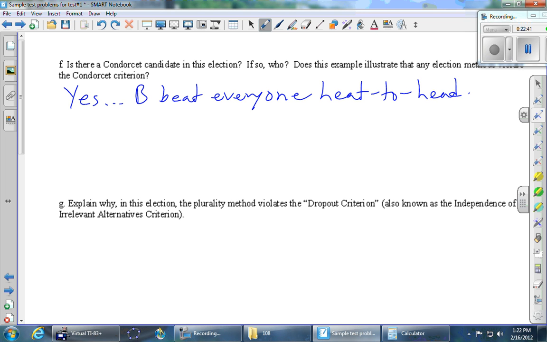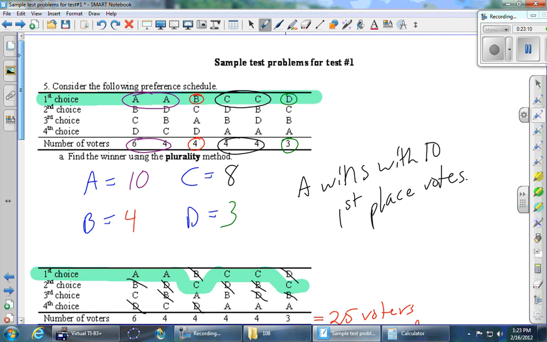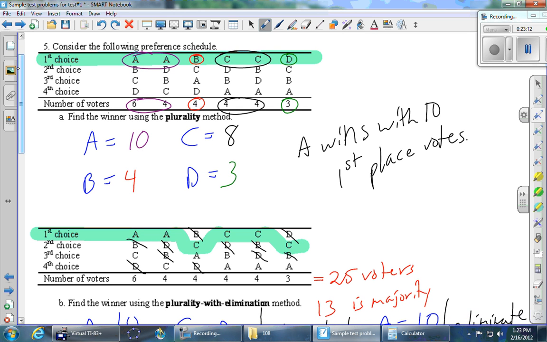Does this example illustrate that any election method violates the Condorcet criterion? Okay, so again, the Condorcet criterion says if somebody beats everyone head-to-head, they should win. So according to that fairness criterion, B should be the winner of this election by beating everyone head-to-head. So if there were some elections where B did not win, then that's an illustration that the Condorcet criterion was violated. So let's just go back to the start. Was B the winner using plurality? No, A was the winner, which means the plurality method violates.